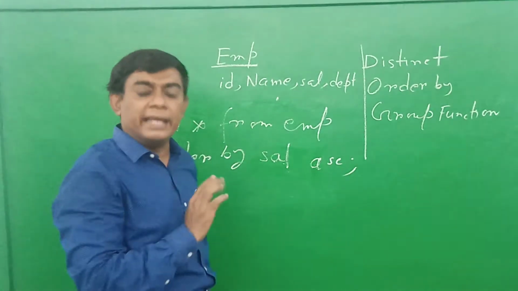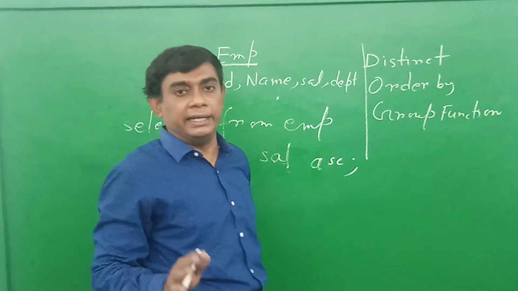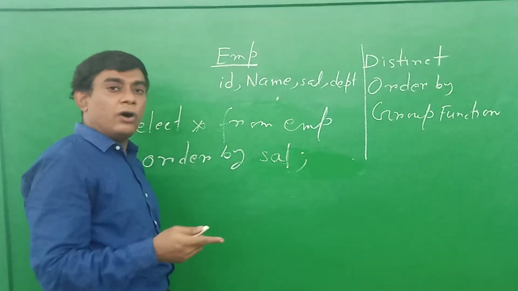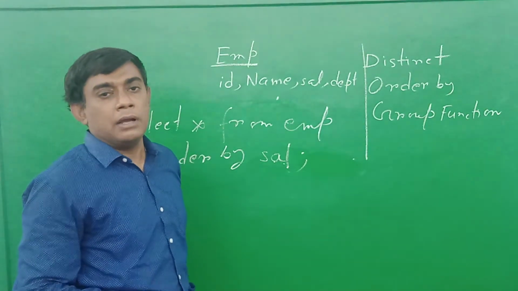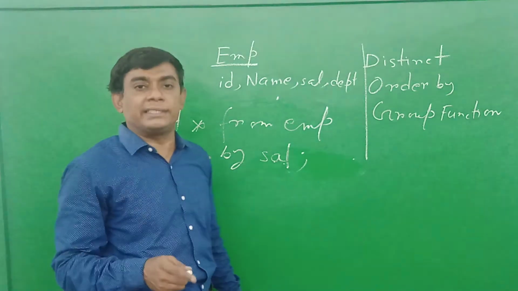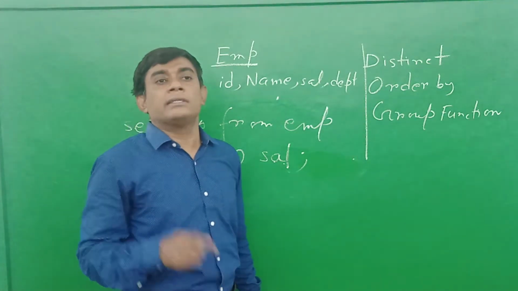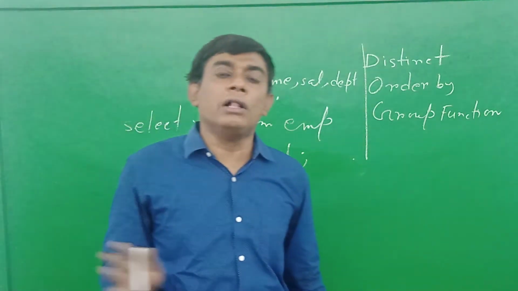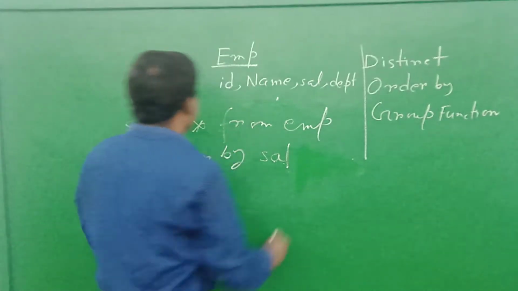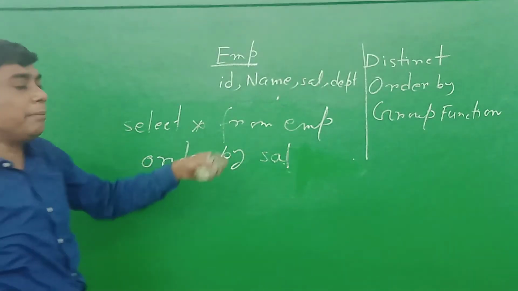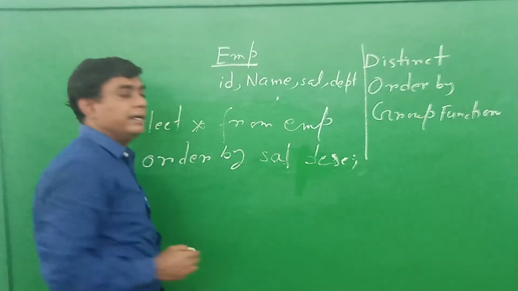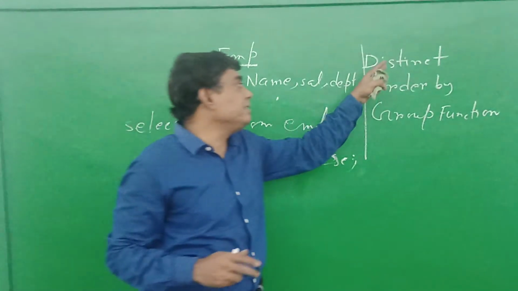And if you do not write anything, by default it becomes ascending. Suppose if you write order by sal, then put semicolon. So by default it becomes ascending. But if you want to display data in descending order, instead of ASC, we have to write DESC. Suppose we want to display details for all the employees in descending order by their salary. So we have to write select star from EMP order by sal DESC. DESC means descending.